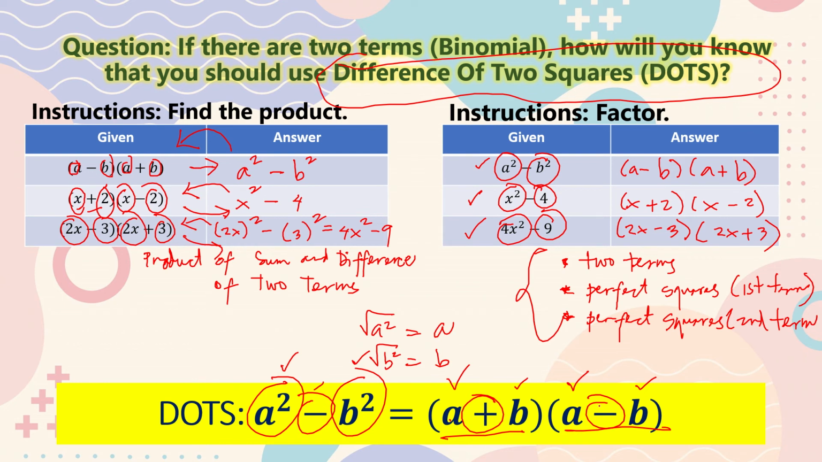So, for example, 4x squared minus 9. The square root of 4x squared is 2x. So, naglagay tayo ng 2x dito sa dalawa. Second term naman 9, square root of 9 is 3. 3 times 3 kasi siya. So, nalagay mo din 3 and 3 sa dalawang second term. Then, opposite lang, minus or plus. Pwede mabaliktad. Wala naman problem. Pwede plus yung una, pero minus yung partner niya. Hindi pwede magkapareho.